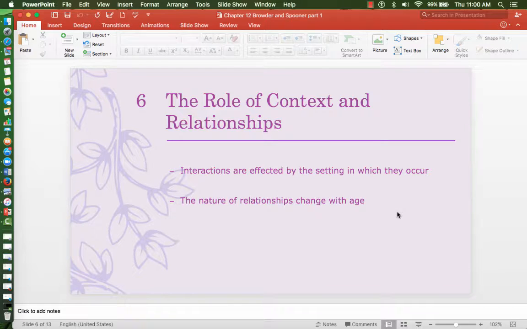Okay, so when we look at context and different relationships, really we're talking about how interactions are affected by the different settings that they occur in, okay? So we might have different types of interactions in language arts than we do in PE. I would hope so, okay?